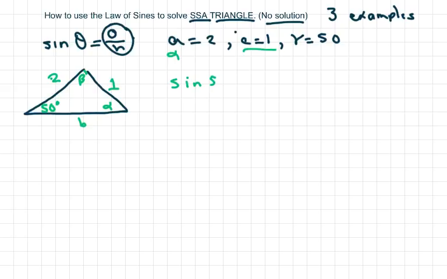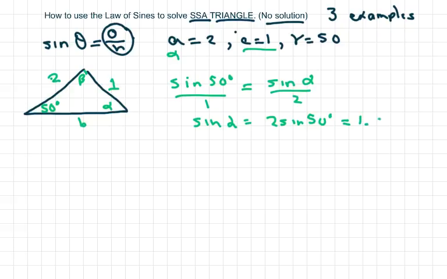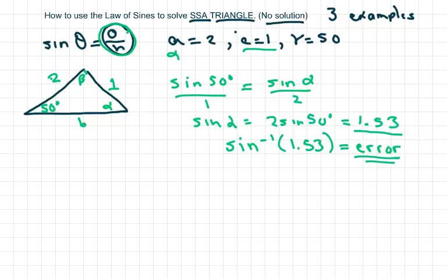So you have sine of 50 over 1 equals sine of alpha over 2. So we get 2 sine of 50 equals sine of alpha, which equals 1.53. Now, remember what I said, that's impossible because this opposite over hypotenuse has to be less than 1. It's greater than 1. Also, if you do inverse sine of 1.53 on your calculator, you will get an error. That means there's no triangle, so we can't even make a triangle.